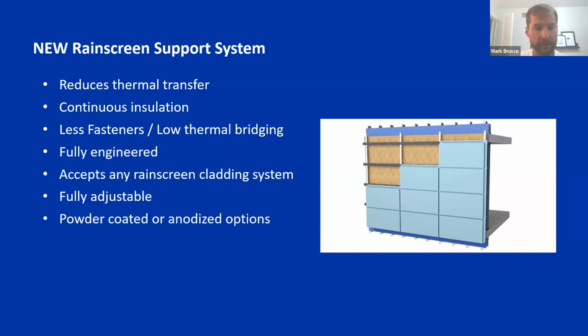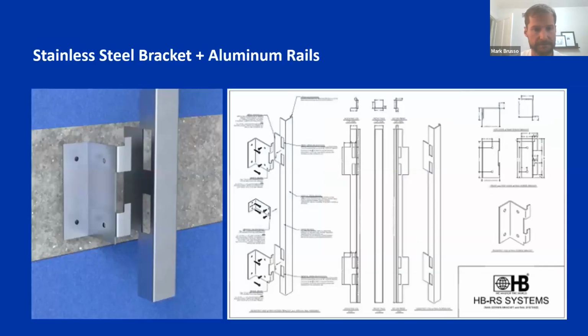So we also have powder coat or anodized options for these materials. Again, it's something fully customizable to each project. This is our RS system, a little different than the easy clip system I showed previously, but this is just another option of a rain screen cladding bracket system with aluminum rails and the stainless bracket.